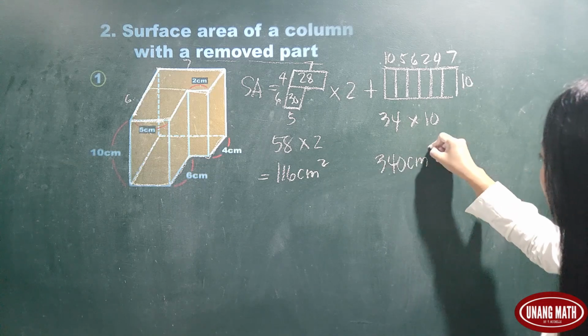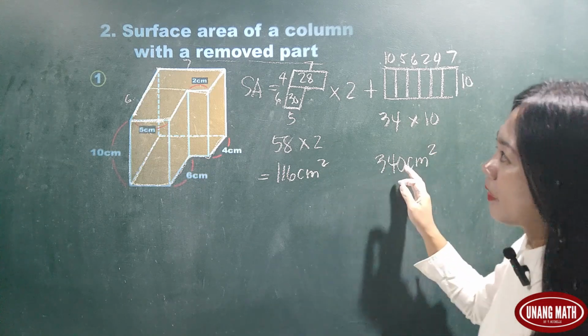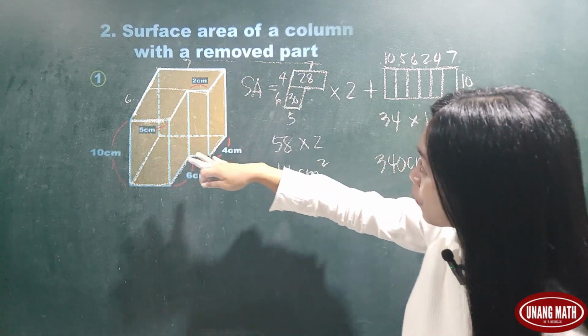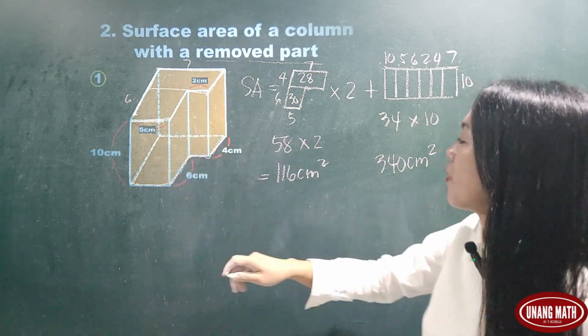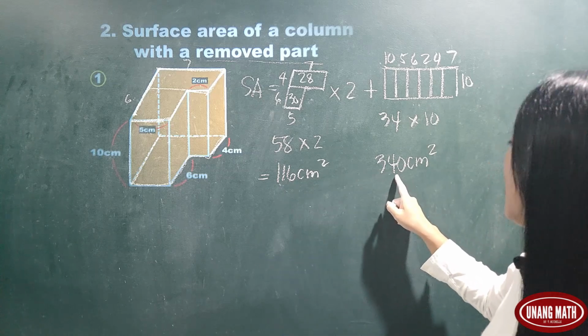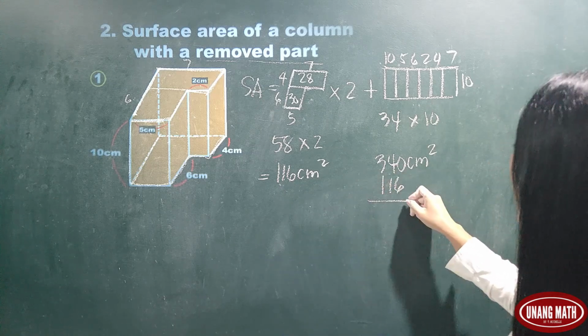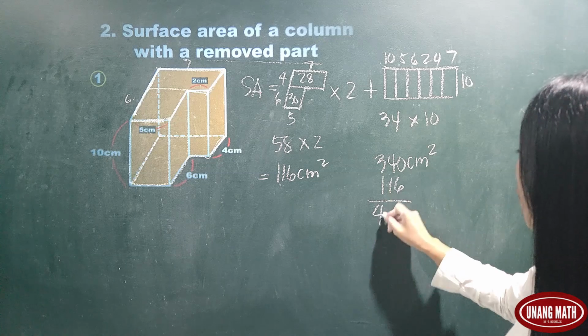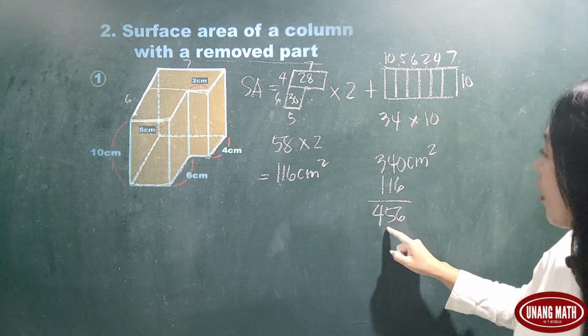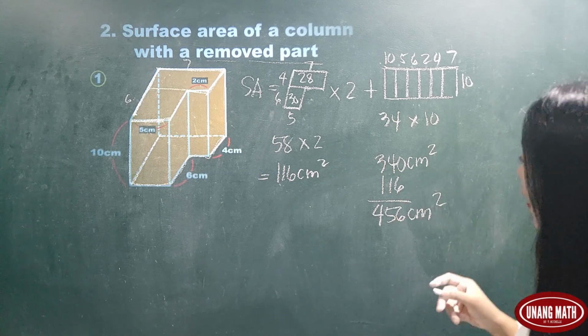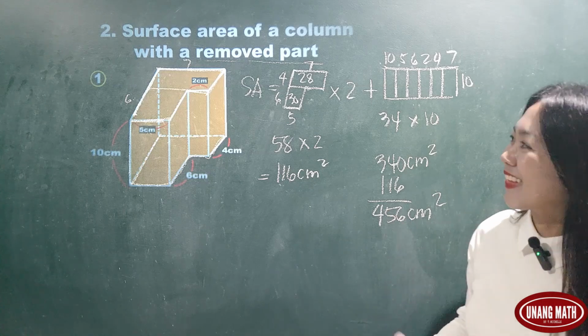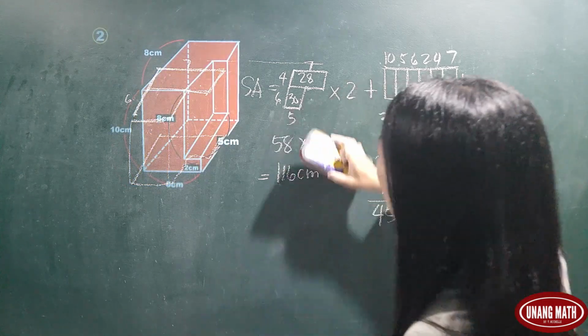So 340 square centimeters. And now, to find the surface area of this figure, 116 plus 340 is now equal to 456. So 456 square centimeters. Let's have another example.